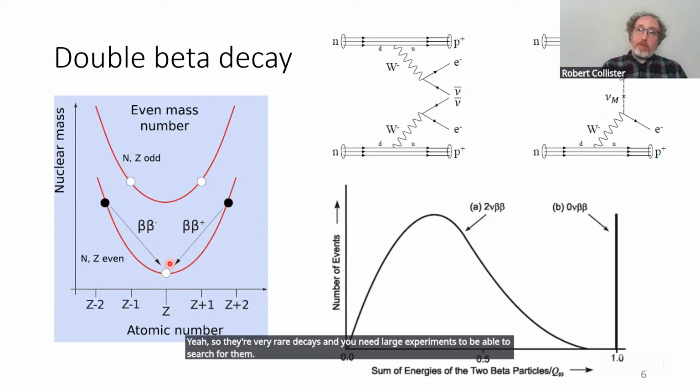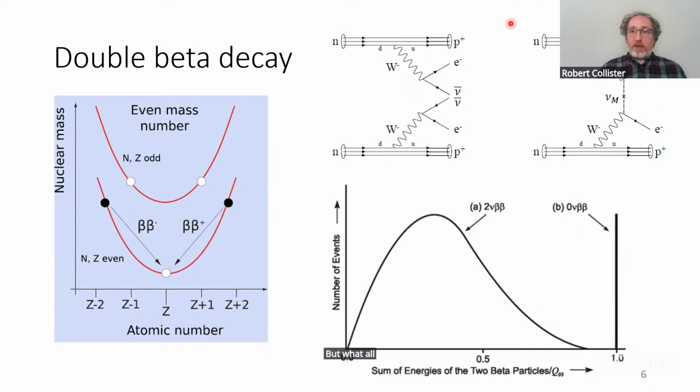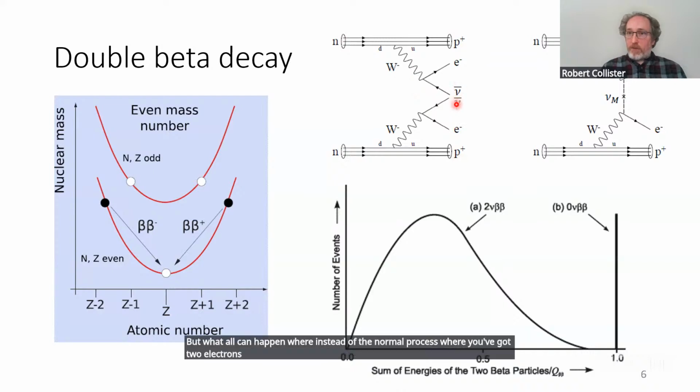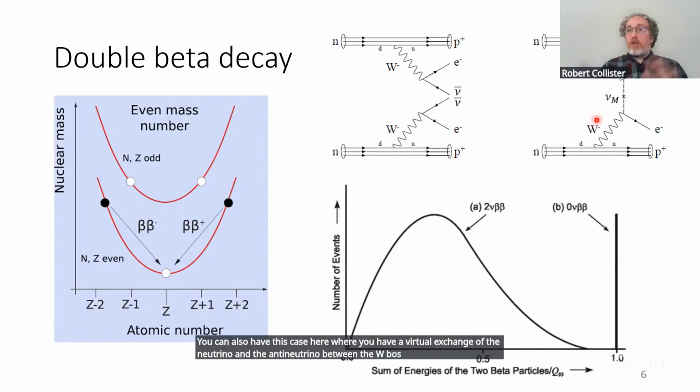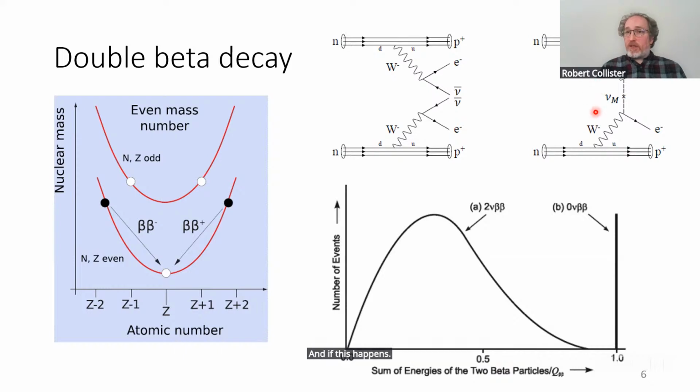But what can also happen, instead of the normal process where you've got two electrons coming out and two corresponding electron antineutrinos emitted as well, and this has been observed, is you can also have this case here where you have a virtual exchange of the neutrino and the antineutrino between the W bosons, and then only two electrons come out. If this happens, then this is because the neutrino is its own antiparticle, and therefore they're Majorana. If this is the only process that can ever be observed, then they're Dirac fermions.